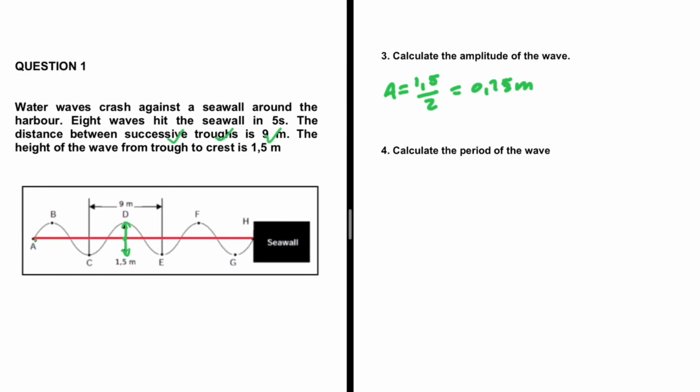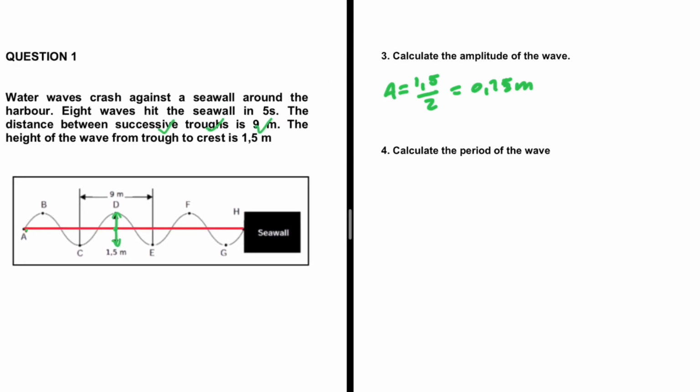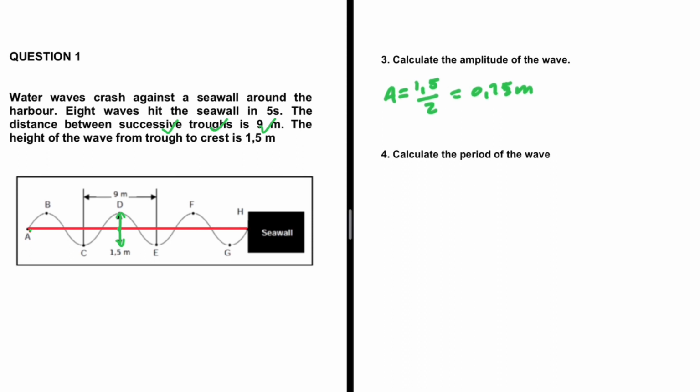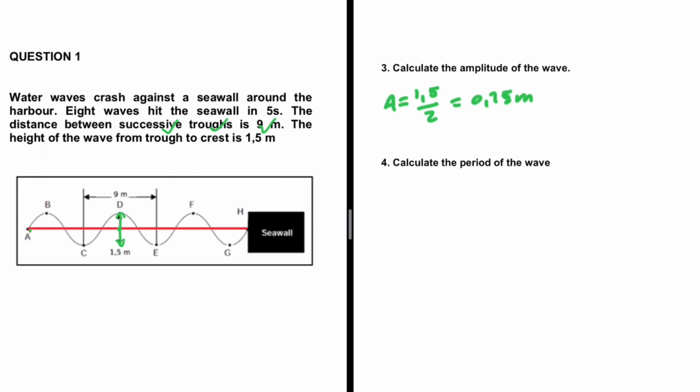It's very rare that in an exam situation, you will be given the amplitude in a straightforward manner. The amplitude is 1 meter. It's very rare that you're given a situation like that. Usually, you have to calculate it. There's a bit of trickery that you have to overcome in order to find your amplitude. And then the fourth question, calculate the period of the wave. So let's go ahead and take a look at the given information. 8 waves hit the seawall in 5 seconds.